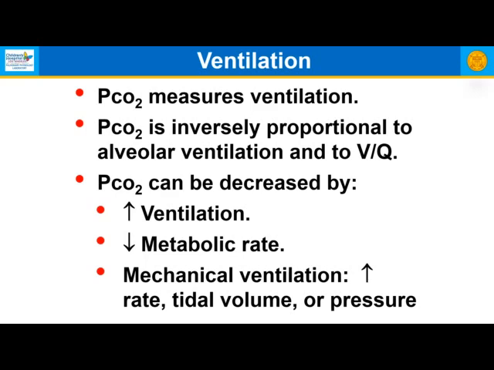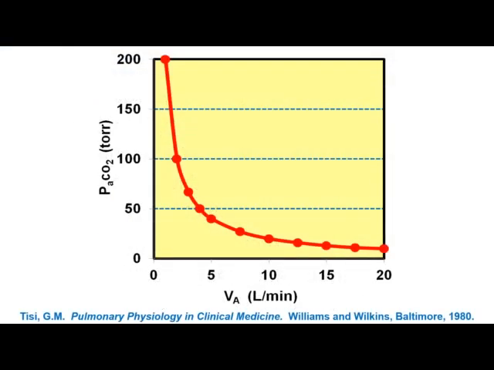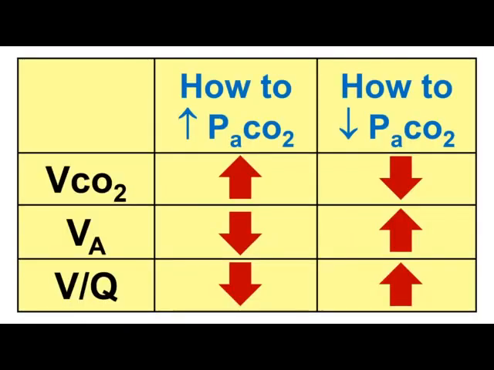PCO2 measures ventilation. It's inversely proportional to alveolar ventilation and to VQ, and PCO2 can be decreased, which is usually what we want to do, by increasing ventilation, decreasing metabolic rate, or in mechanical ventilation, increasing rate, tidal volume, or pressure. Again, PCO2 is inversely proportional to alveolar ventilation. We can decrease PCO2 by decreasing CO2 production or metabolic rate, though we don't usually want to do that, or increasing alveolar ventilation, or increasing VQ.